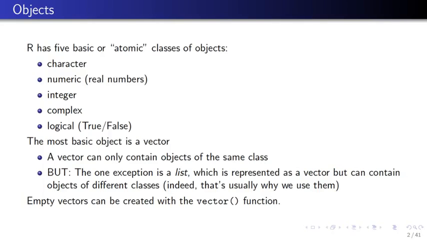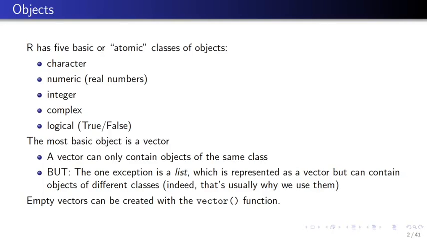The most basic object in R is what's called a vector. A vector can contain multiple copies of, for example, a single type of object. So you can have a vector of characters or a vector of integers. One thing you cannot do with a standard vector is have mixed types of objects. So you cannot have a vector of characters and numerics, or numerics and integers, or integers and logicals. Everything in a vector has to be of the same class.